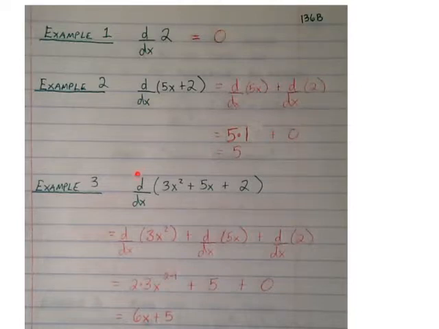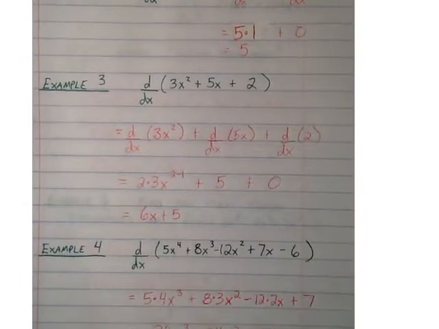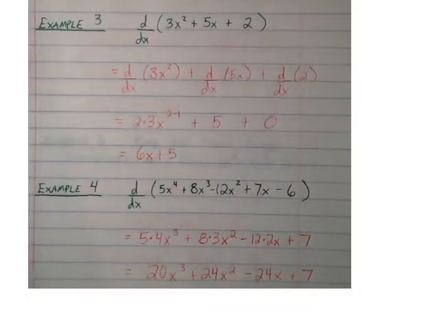Extending a bit further, we're going to add three functions together. So we want to take the derivative of 3x squared plus the derivative of 5x plus the derivative of 2. And we find, through a process of using the power rule, that the derivative of 3x squared is 6x, the derivative of 5x is 5, the derivative of 2 is 0. So the derivative of that whole thing is 6x plus 5.